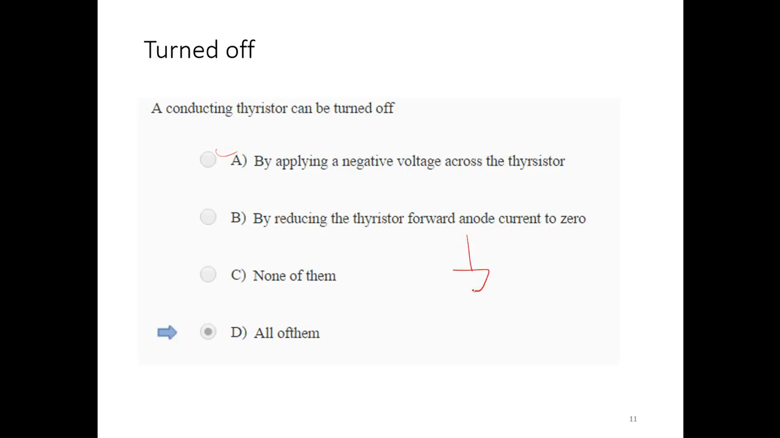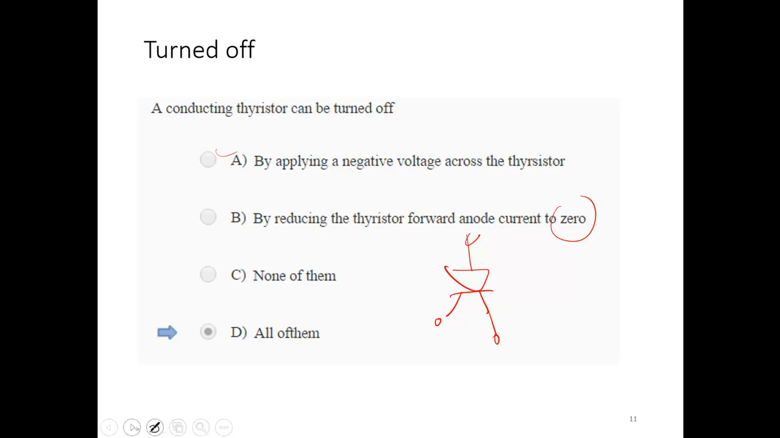If you have a thyristor here and you apply a negative voltage across it, it's going to turn off, because you're trying to force a negative current through the device. It cannot do that. It's going to hold off. That means you can apply a negative voltage and it will turn off, and you can reduce the current to 0, or it doesn't have to be 0, as long as it's less than the holding current.